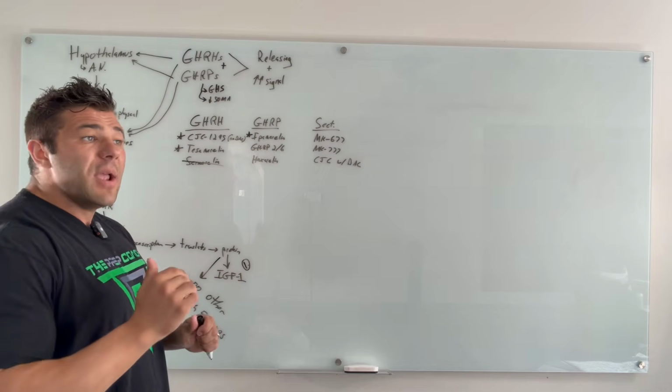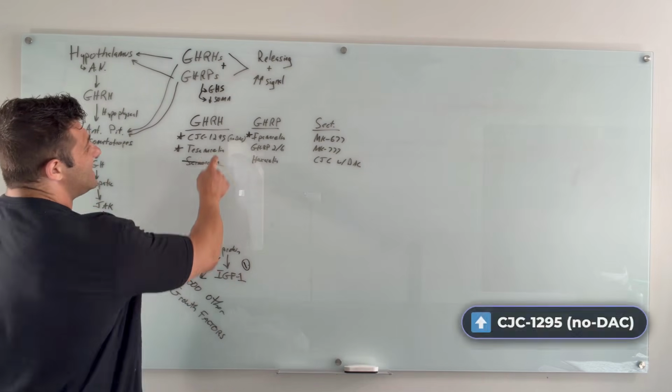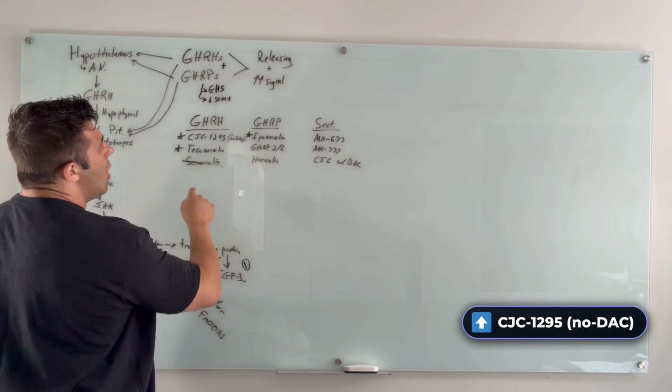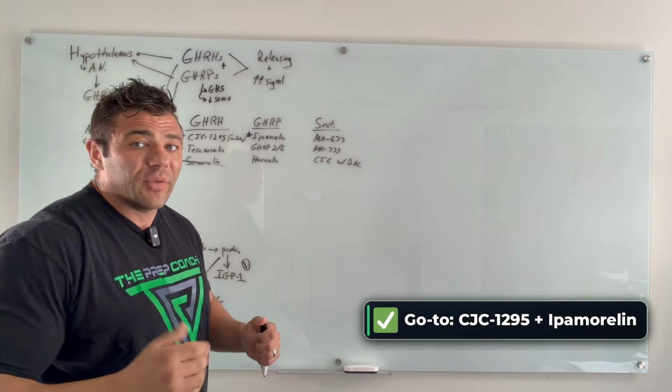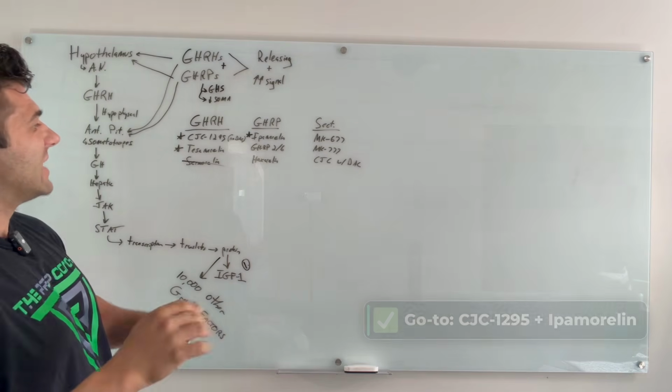But so far, if we're saying the best combination, I'd probably go with a CJC-1295 without DAC and ipamorelin, or a Tesamorelin and an ipamorelin. That's the tried and true. That's what everyone recommends for a good reason. But GHRP-2 and 6 still have their place.